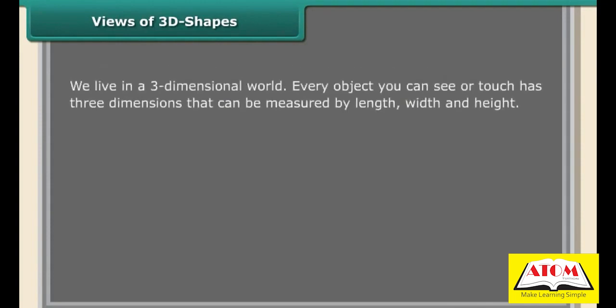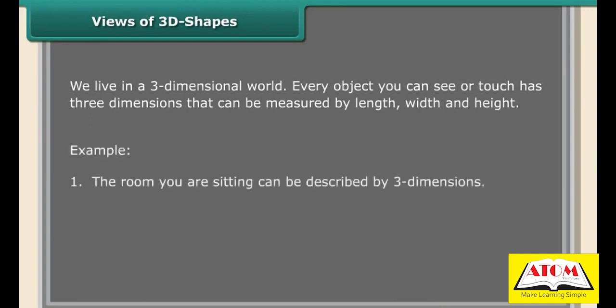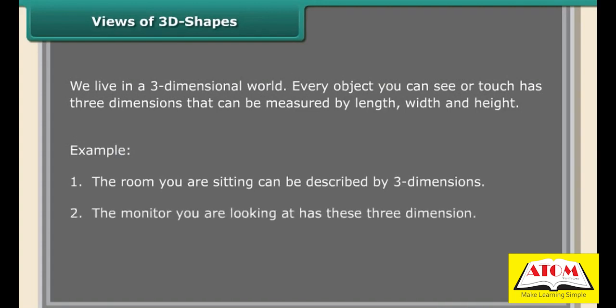Views of 3D shapes. We live in a three-dimensional world. Every object you can see or touch has three dimensions that can be measured by length, width and height. Example 1. The room you are sitting can be described by three dimensions. The monitor you are looking at has three dimensions.